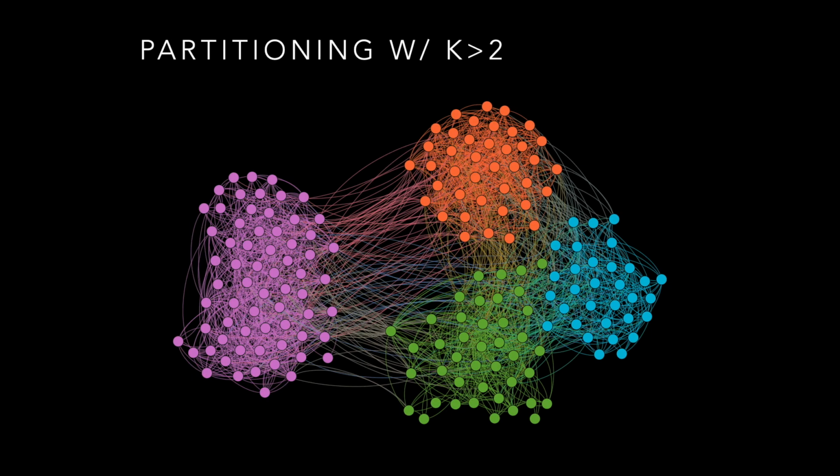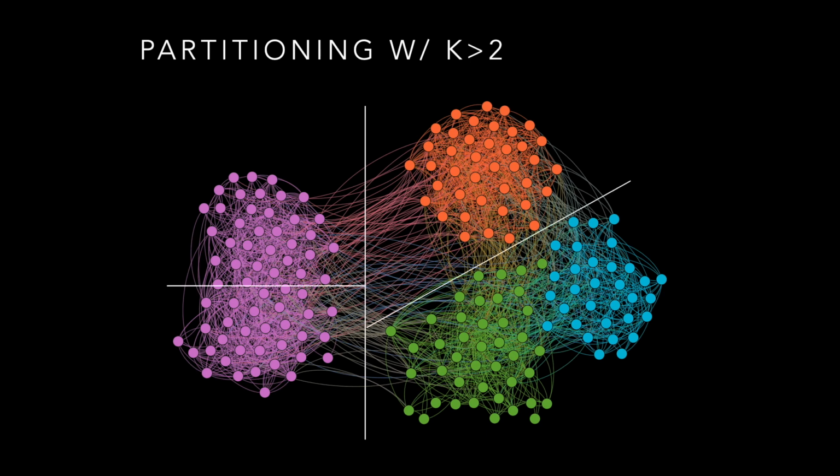Now, that's only for k = 2, this bisection partitioning. So if we want to partition into larger values of k, we can still apply the graph bisection approach and say, well, first let's split it into 2 pieces. So here's maybe the clearest cut between what are relatively clear 5 communities or 5 clusters.